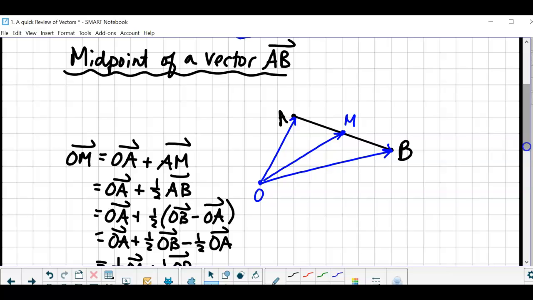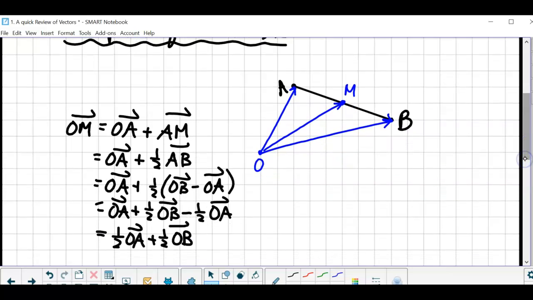So, how do you get OM? Well, think about traveling along the vectors here. OA gets you up to the line, and then you're going along AM. All right? That gives you the vector OM. That's what you want to find. Well, what's AM? If that's the midpoint, that is half of vector AB. So we can replace it by half AB.